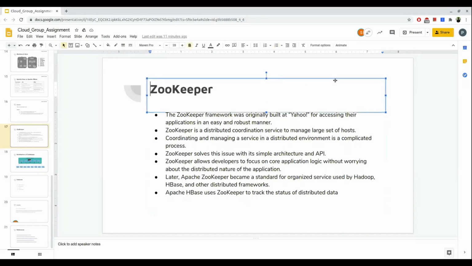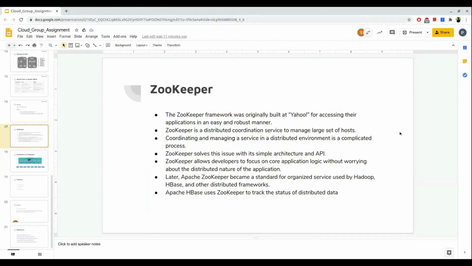Okay. So Zookeeper was initially built at Yahoo for accessing their applications in a robust manner. It is a distributed coordination service which manages a large set of hosts. As we all know, coordinating and managing a service in a large distributed environment is pretty complicated, as it involves a lot of locks and whatnot to hold on to the data. So Zookeeper solves this issue with its simple architecture and API, which we'll discuss in the next slide.